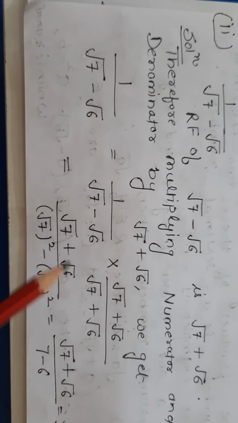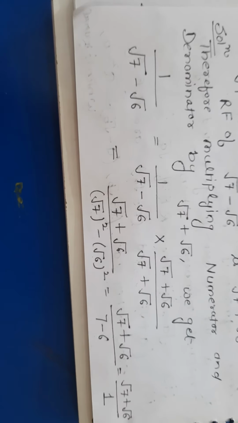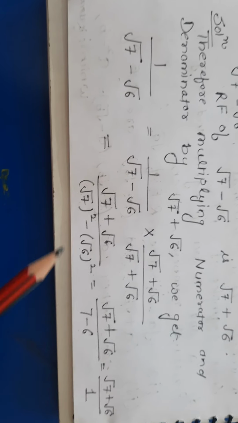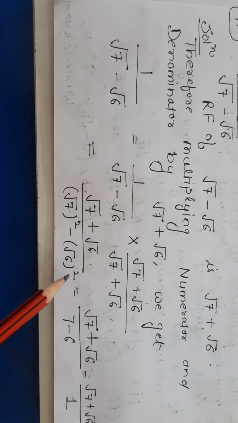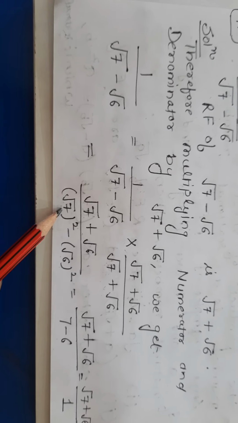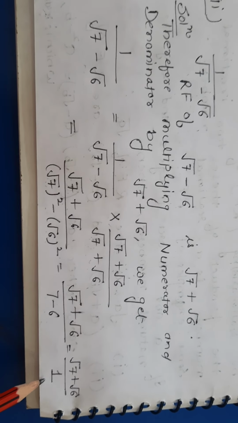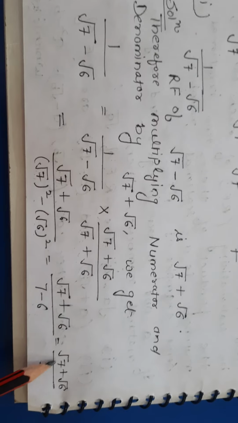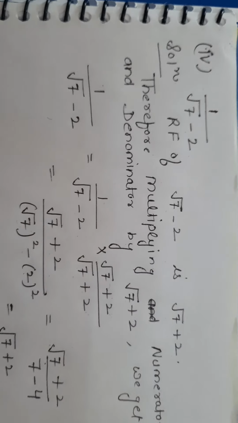Now 1 into this will remain the same. In the denominator, use the identity a plus b into a minus b is a square minus b square. So this is square root of 7 whole square minus square root of 6 whole square. Now this is 7 minus 6, which is equal to 1. And your answer is square root of 7 plus square root of 6 divided by 1.